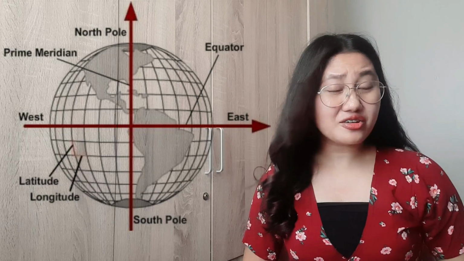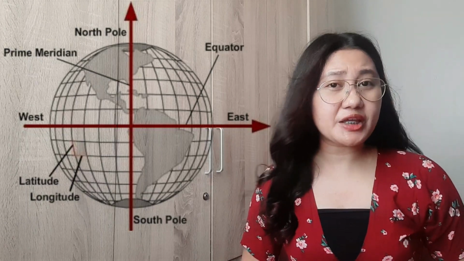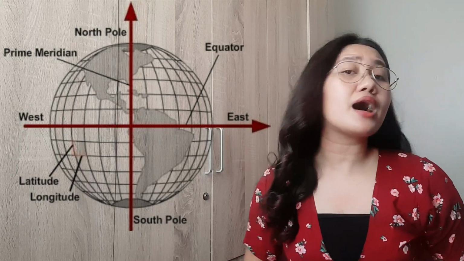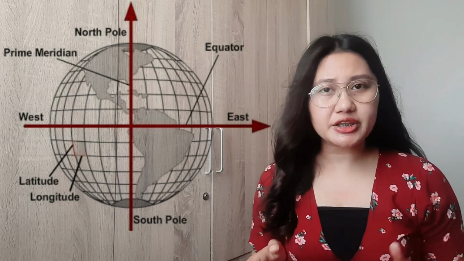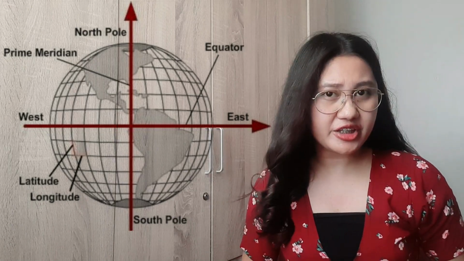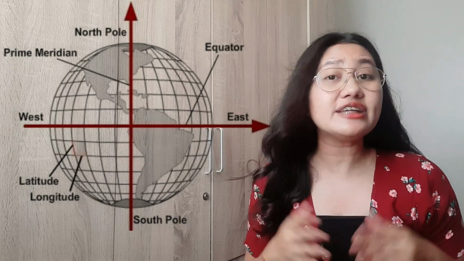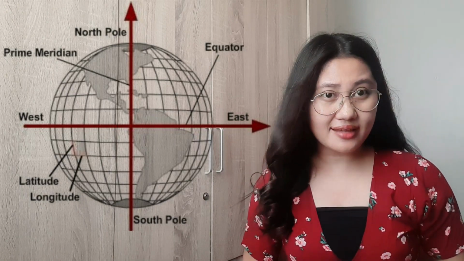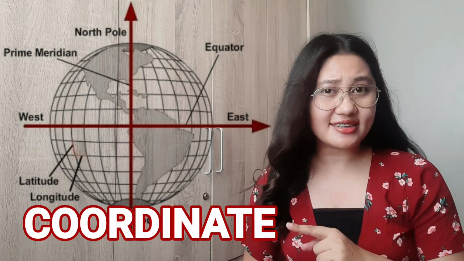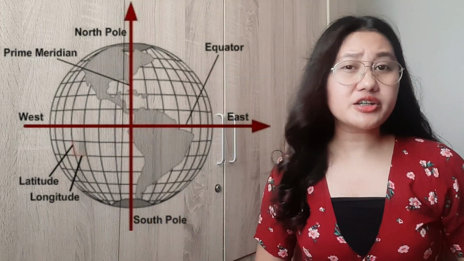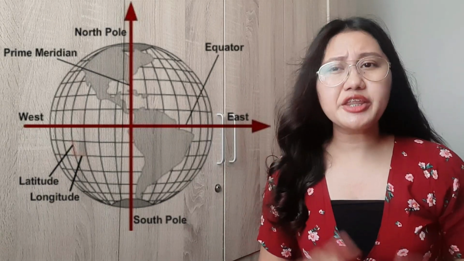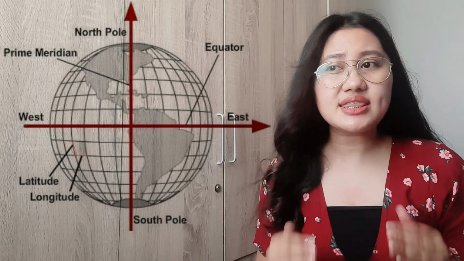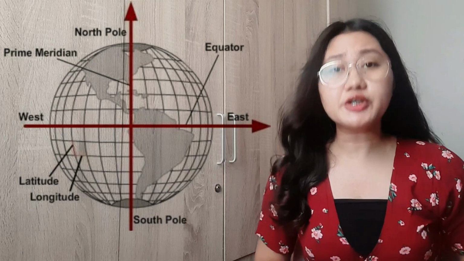At mapapansin nyo rin na syempre, kung may latitude at longitude, at makikita nyo na may mga points dyan kung saan sila nagtagpo. So, the point where the lines of the latitude and the longitude meet or intersect, tinatawag naman natin ito na coordinate. Knowing the latitude and the longitude. So, ano pa ba ang deeper meaning nito? And what is the difference between these two lines or these two terms?